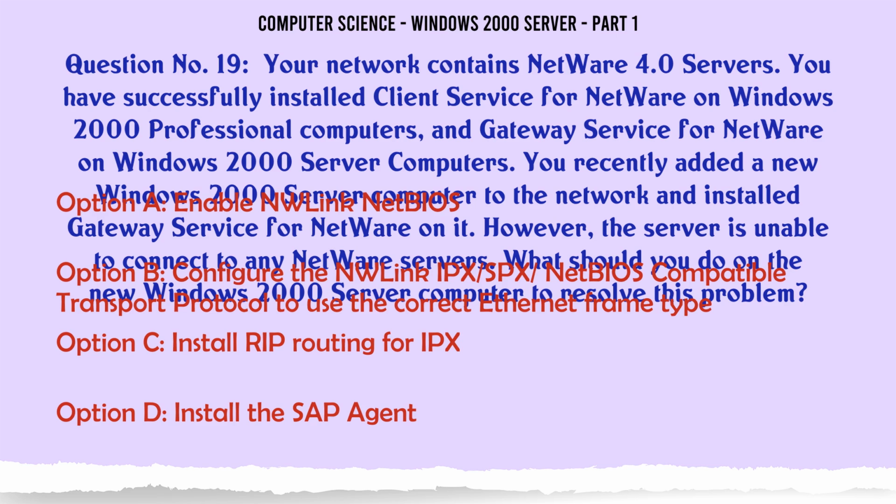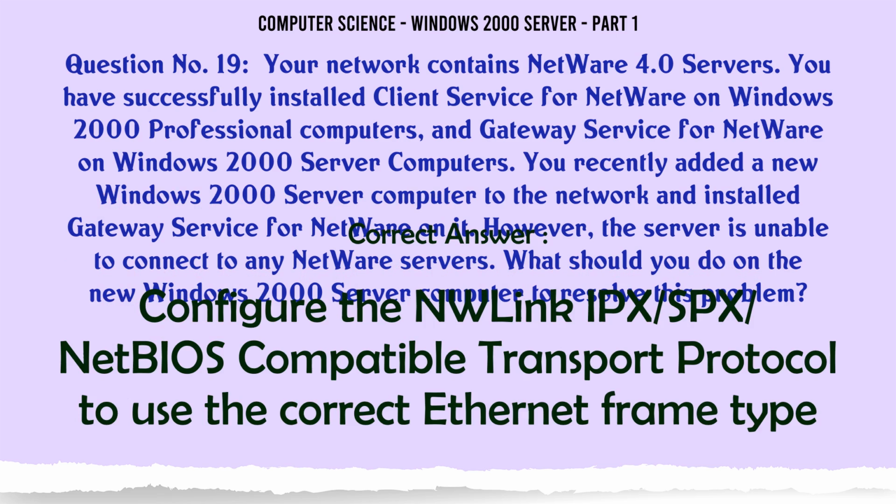A. Enable NWLink NetBIOS. B. Configure the NWLink IPX/SPX/NetBIOS Compatible Transport protocol to use the correct Ethernet frame type. C. Install RIP routing for IPX. D. Install the SAP agent. The correct answer is: configure the NWLink IPX/SPX/NetBIOS Compatible Transport protocol to use the correct Ethernet frame type.